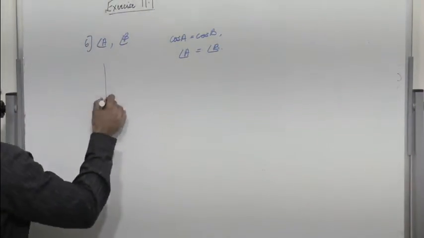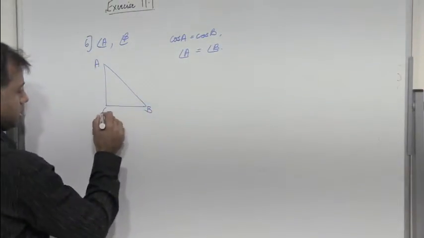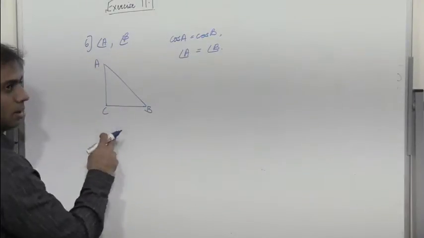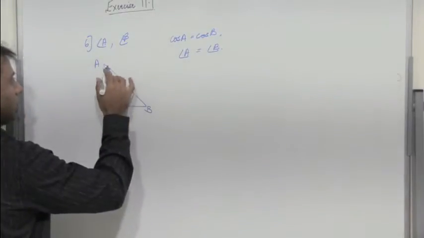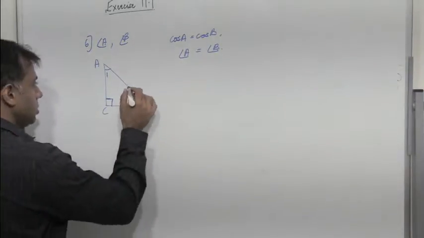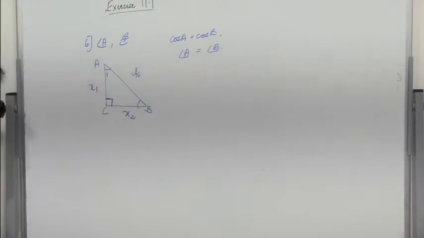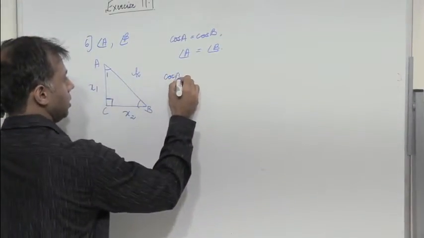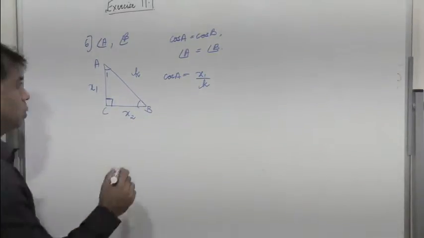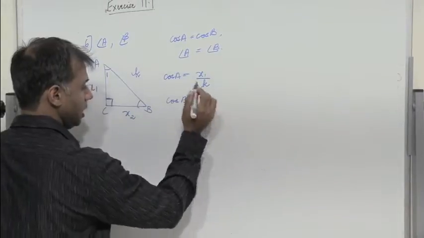Right? So I have A, B and C. So cos A is equal to cos B, right? So A and B cannot be 90 degrees. So A is one angle here, B is another angle. So I need to have 90 degrees at C itself. So let this be x1, let this be x2, and let the hypotenuse be some value k. So what is cos A? Cos A is adjacent side x1 by the hypotenuse k. What is cos B? Cos B again is the adjacent side x2 by the hypotenuse k.